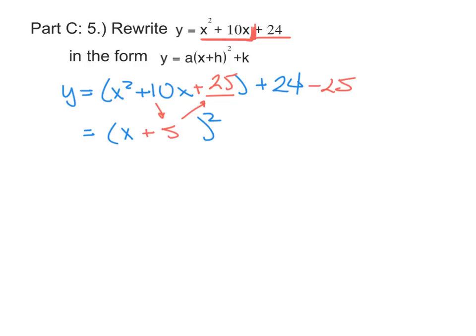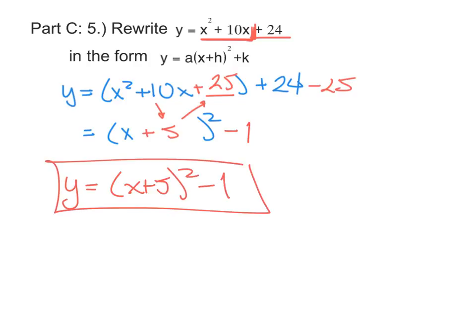What happens to this term that's on the outside? It isn't 24 anymore. Now it's -1. So we have our function in the right form now. y equals (x plus 5) squared minus 1. And there's our solution.